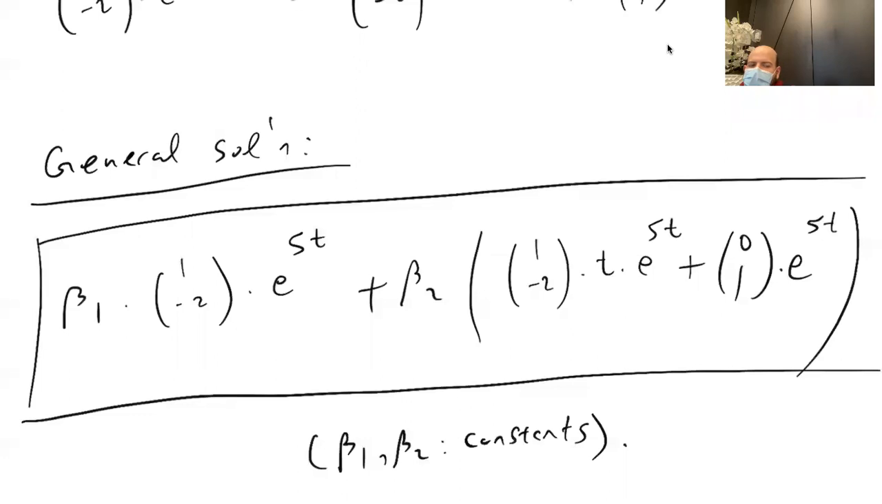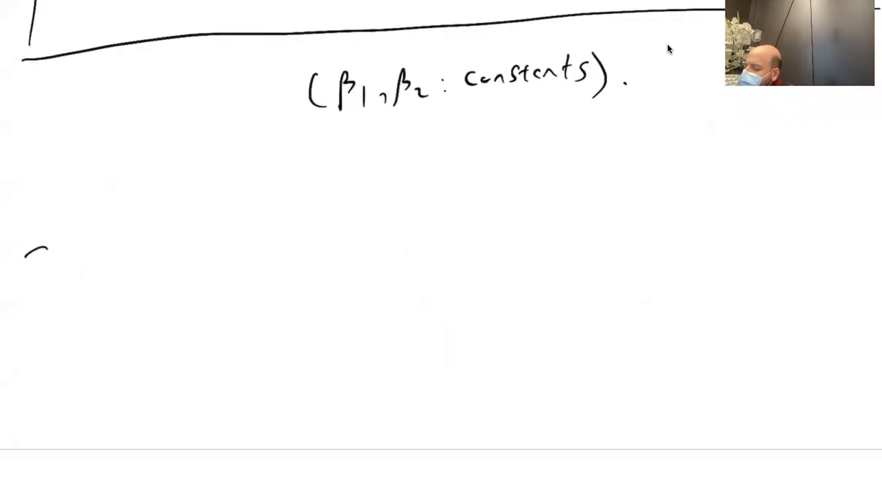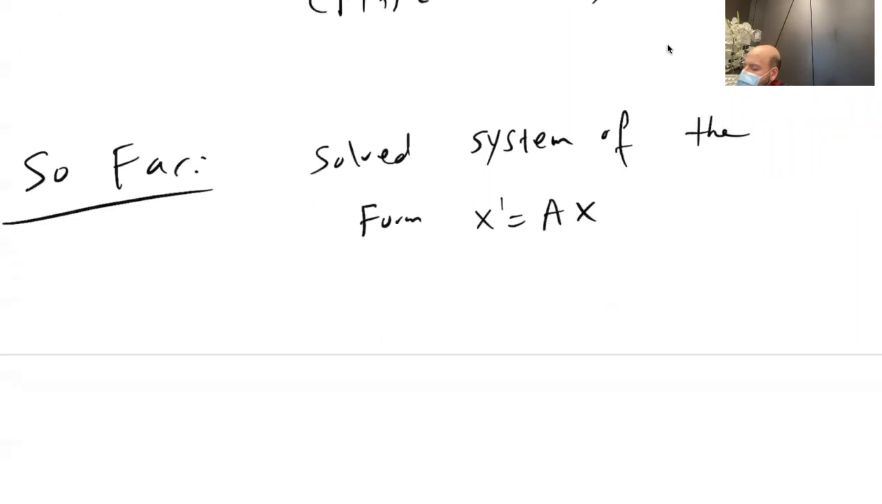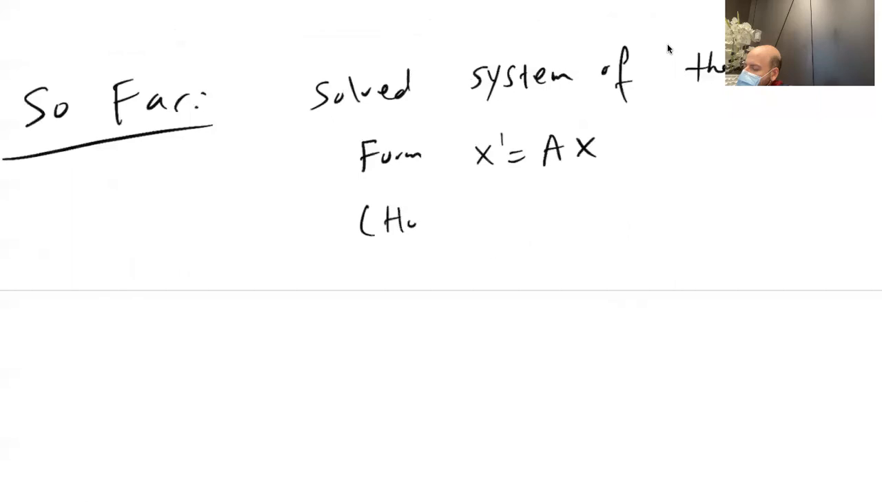All right, guys. So far, all the cases that we considered were homogeneous systems, the systems in the form, let's say, x prime equals Ax. So far, we solved systems of the form x prime equals Ax, homogeneous systems.